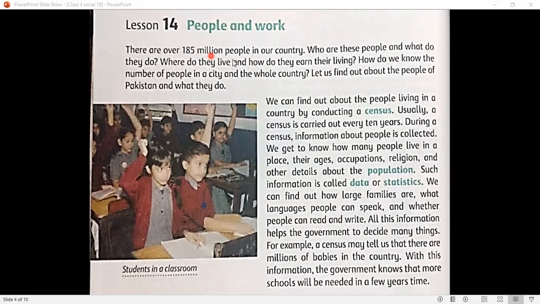And as you know, this is social study for Pakistanis, and you will get information about Pakistanis in this book. Let's start our lesson.